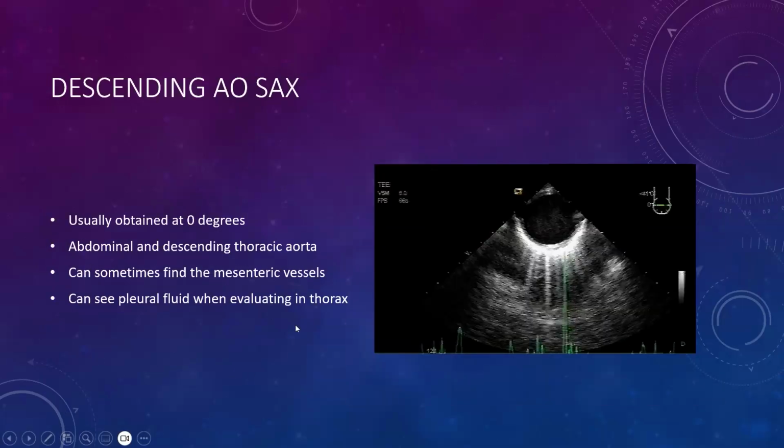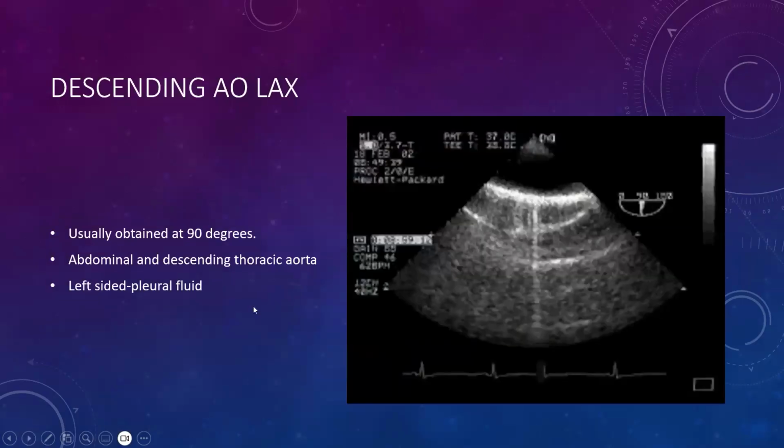This is also a very good one. Once you're in the thorax, you can often see pleural effusions. You'll see a left pleural effusion a little bit better than a right, but you'll basically see lung tissue, and you can see layering of fluid in between the aorta and your lung tissue. So if you're concerned about pleural effusions, this is something that you can see. Anytime you go from short axis to long axis, you go from 0 to 90. Again, left-sided pleural effusions are pretty easily seen from this view.